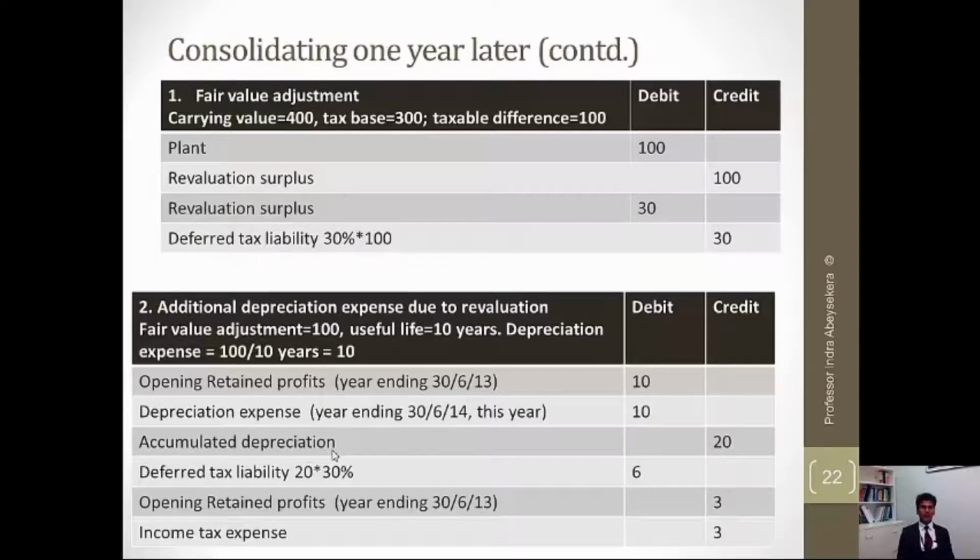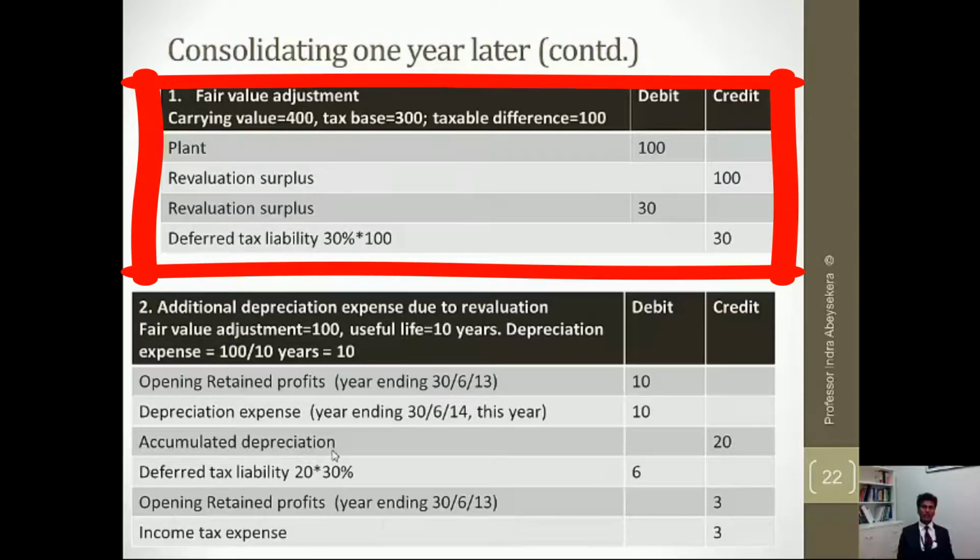Let's look at the consolidation entries. The first one, fair value adjustment. Debit plant 100 to increase its value. Credit revaluation surplus 100. Because we increased the carrying value of plant compared to the tax base, we must look at the tax effect and credit deferred tax liability 30% of 100 and debit revaluation surplus 30.